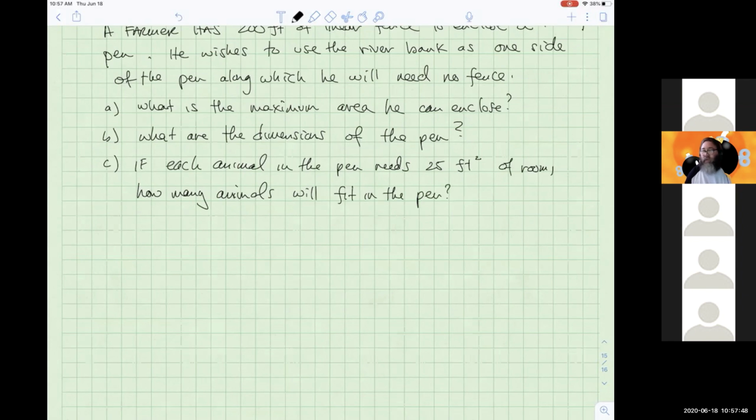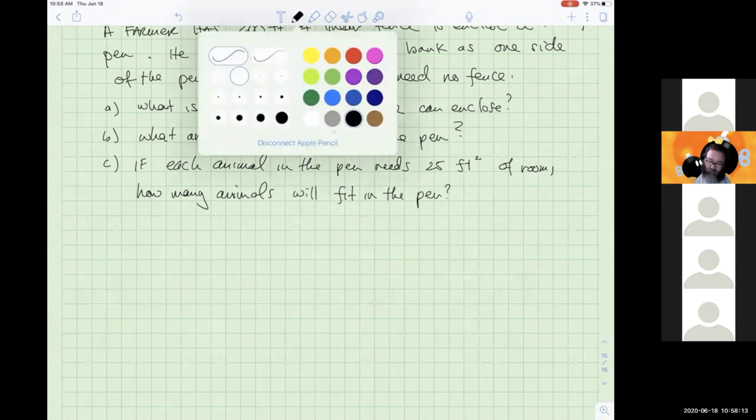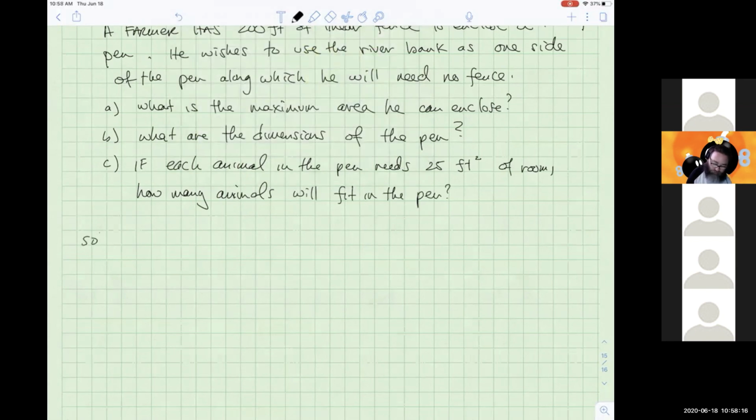Cruelty-free. We're giving him some space, 25 square feet. It's not very big. That's less than 6 feet by 6 feet. But, you know, if you're farming earthworms, that's a lot of room. So we're trying to sustain our earthworm farm, and we're giving them all lots of room. Okay. So the solution begins here with actually drawing a picture. So let's talk about that.